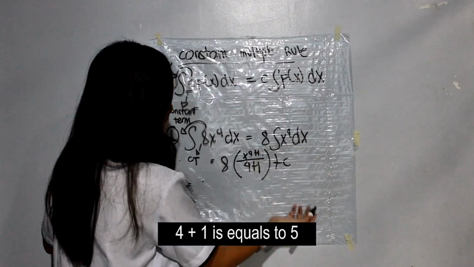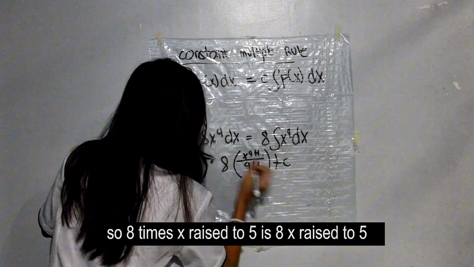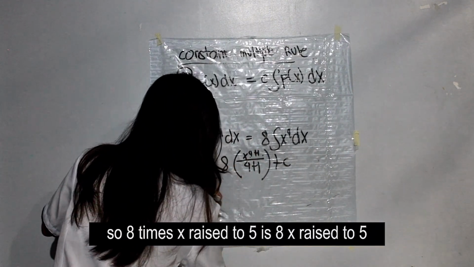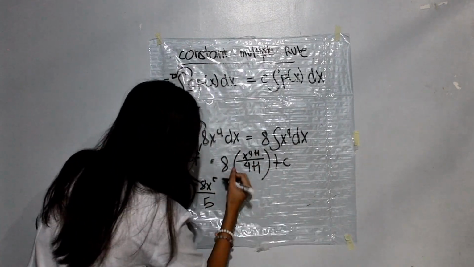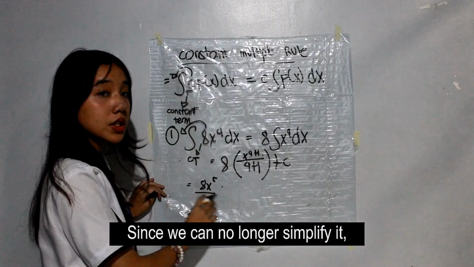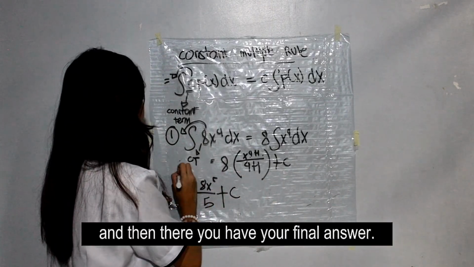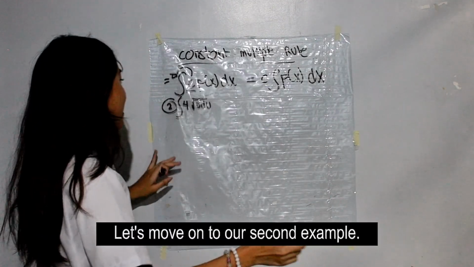4 plus 1 is equal to 5. So 8 times x raised to 5 is 8x raised to 5. 4 plus 1 is also equal to 5. Since we can no longer simplify it, we'll just add a plus c, and then there you have your final answer. Let's move on to our second example.